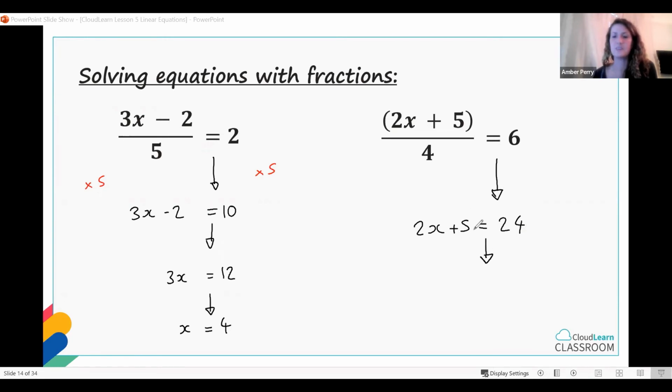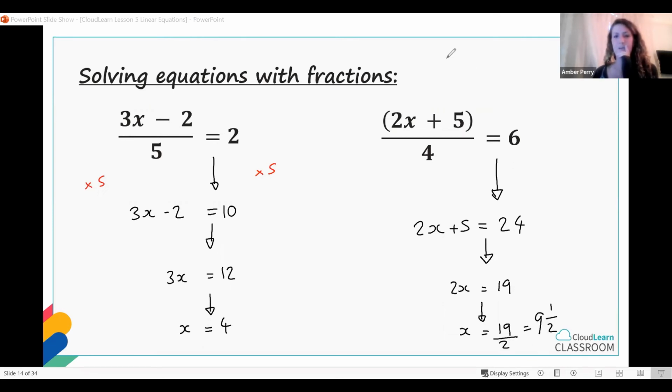And then we're going to be subtracting this 5 here. 24 minus 5 is 19. And we have a fraction as an answer here. We have x is equal to 19 over 2. And we could change that if we wanted to 9.5. Okay, but it's not essential. You wouldn't lose marks in a test unless the test told you to give your answer as a mixed number.